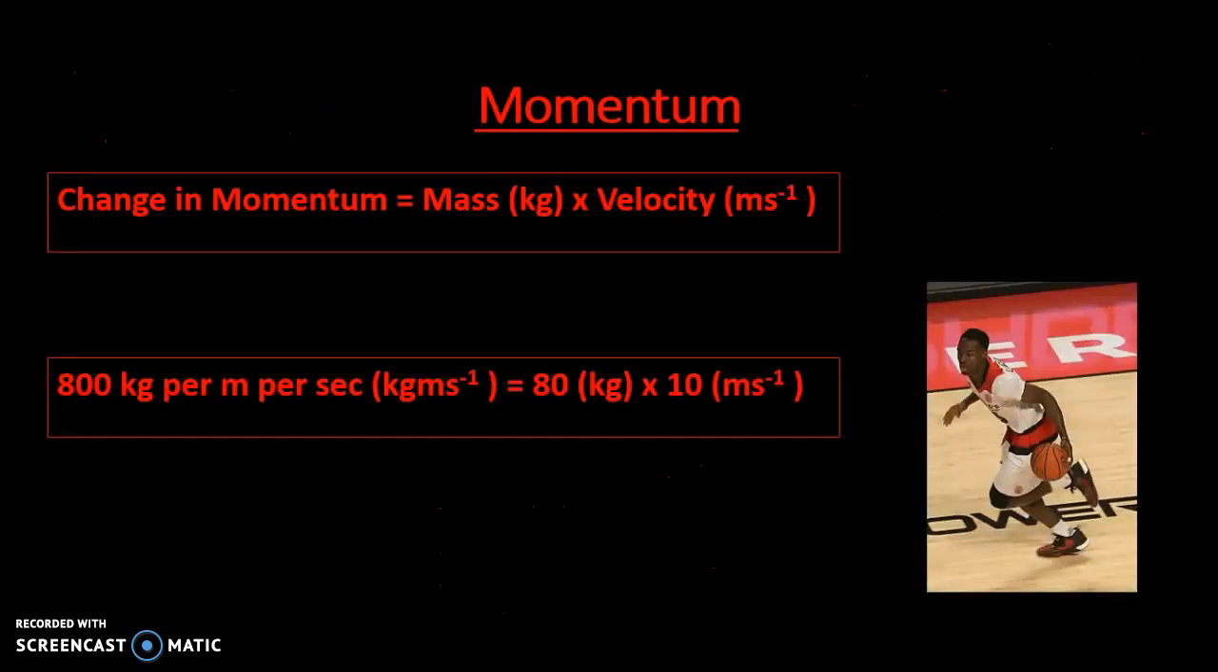We'll now look at momentum. Momentum is how much motion a moving object possesses due to its mass and how much velocity it has. Velocity refers to the speed of something travelling in a given direction, and you calculate momentum by multiplying the object's mass in kilograms and its velocity in meters per second. For example, a player of 80 kilograms sprinting up the court at 10 meters a second, so the momentum is therefore 800 kilogram meters per second.